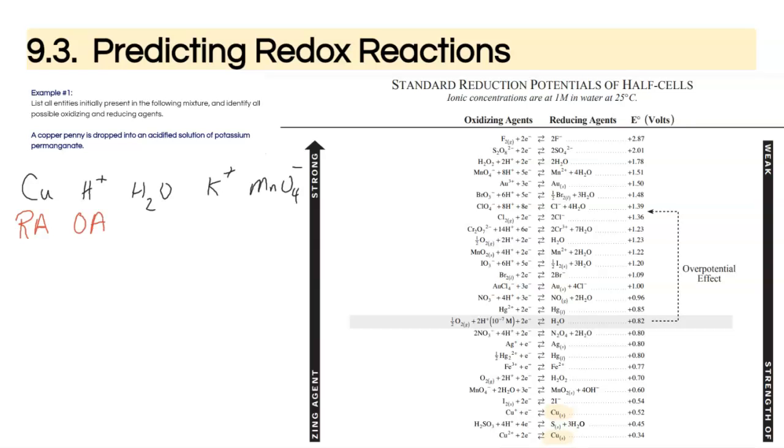OA. Now you may be wondering, well, H+ appears in a bunch of different reactions. You can only select that particular reaction for that species if all of the other reactants are present in the mixture that you're given in the question. So let me give you an example of what I mean by that.